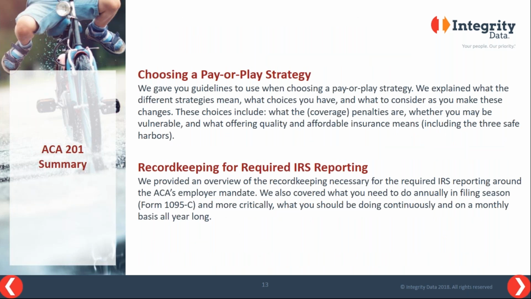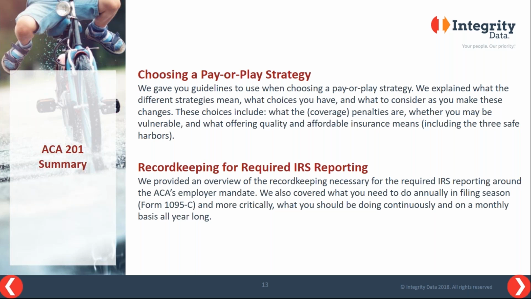Last week's webinar was choosing a pay-or-play strategy. We gave you guidelines to use when choosing a pay-or-play strategy. We explained what the different strategies mean, what choices you have, and what to consider as you make these changes. These choices include what the coverage penalties are, whether you may be vulnerable, and what offering quality and affordable insurance means, including the 3 safe harbors.